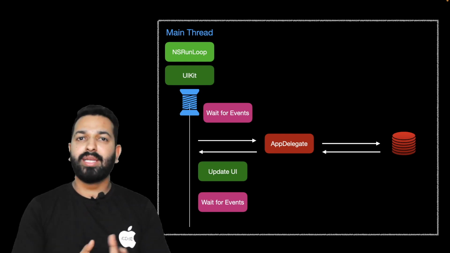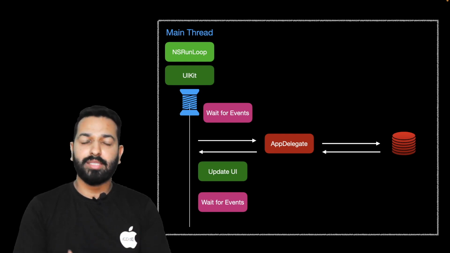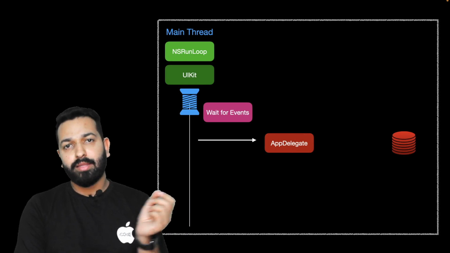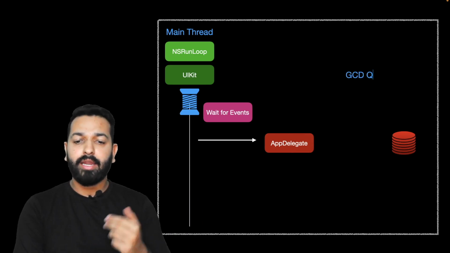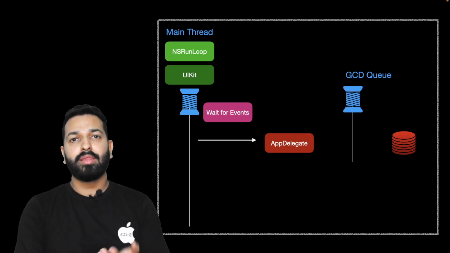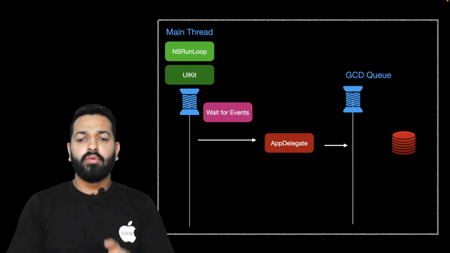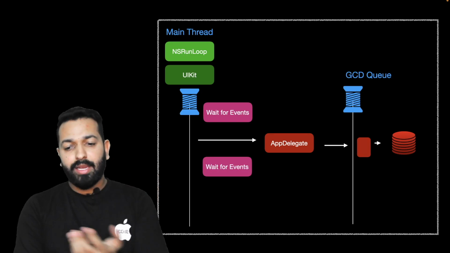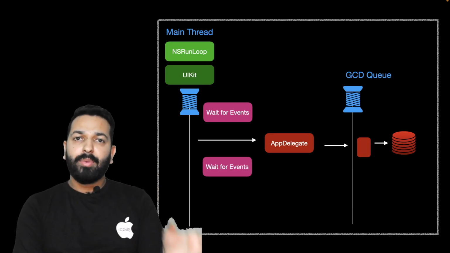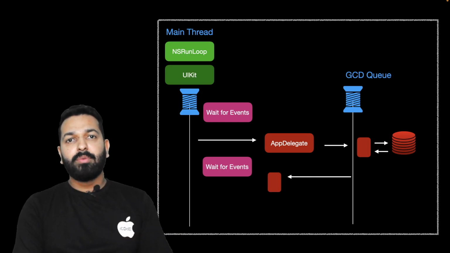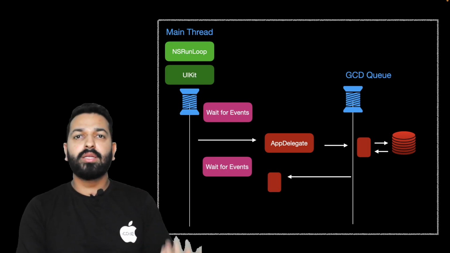And then for solving that, you will go towards multi-threading. That is why multi-threading exists. So you will break this chain of calling the database directly from the app delegate, and introduce one more queue, either a user created queue or the global concurrent queue, which will take care of making the necessary calls to the database. That queue will get the callback from the database, while your main thread is free for processing and listening to the events.